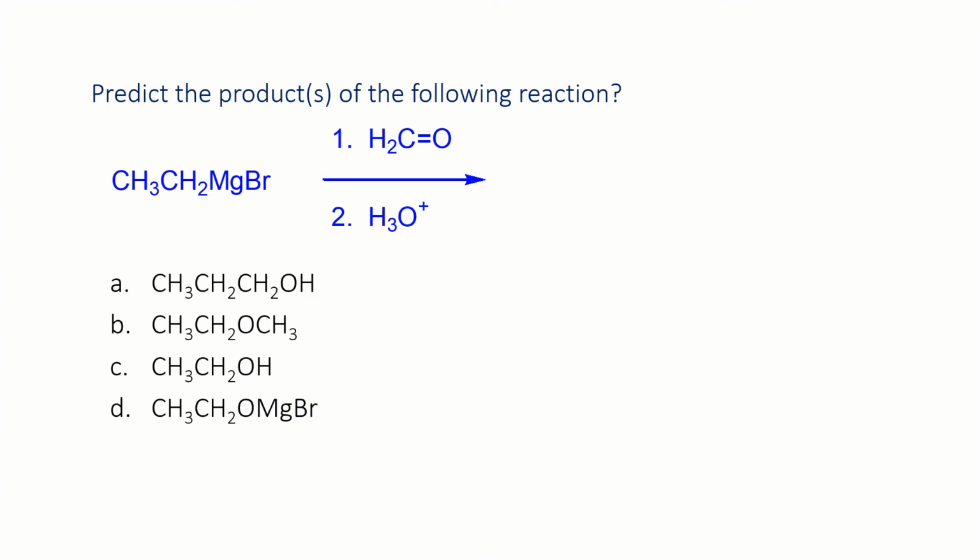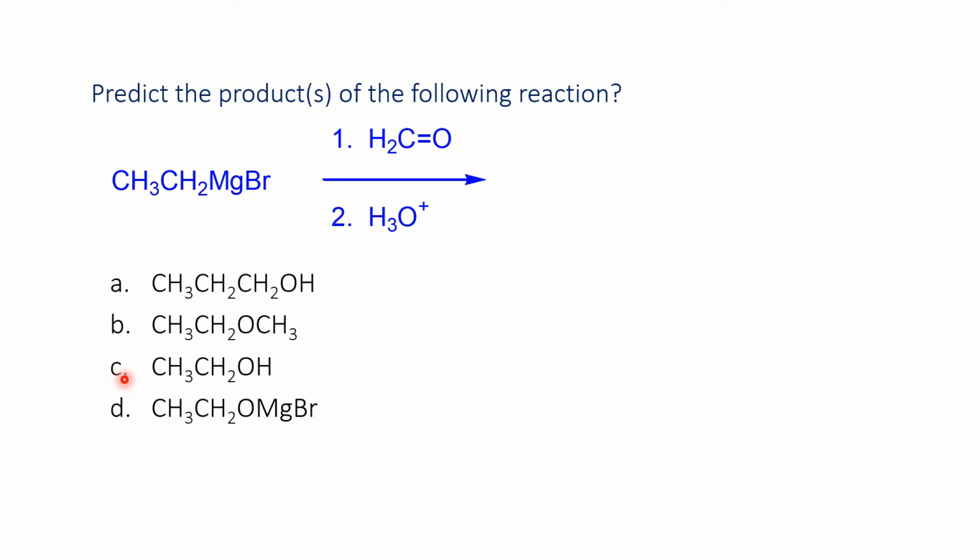A simple question like this could be asked. And if you notice carefully, we have a Grignard reagent and we have formaldehyde followed by a quench. So we know that we're forming an alcohol. So there's a coupling between this carbon and this carbon. And so we now have a 3-carbon system.